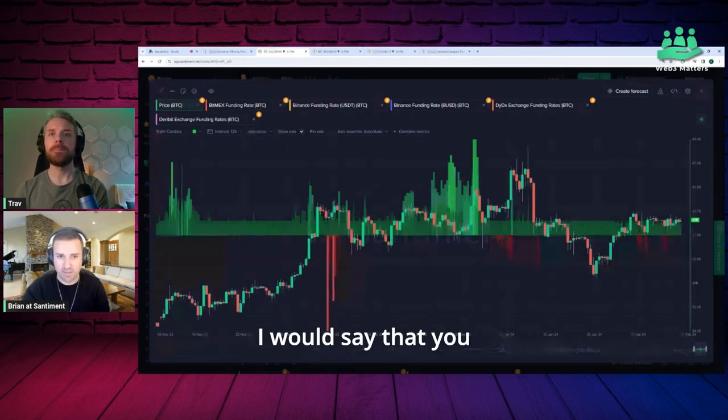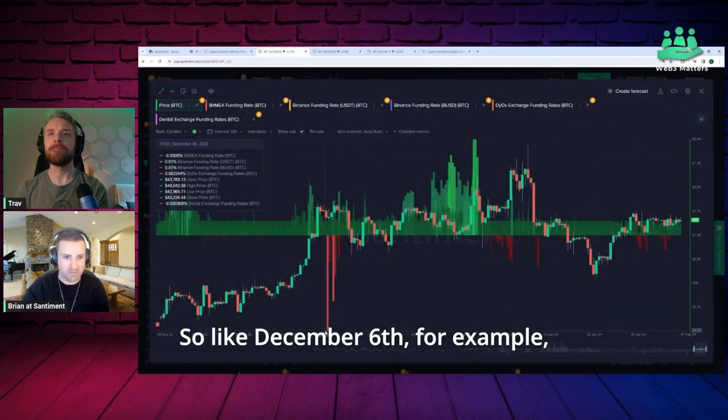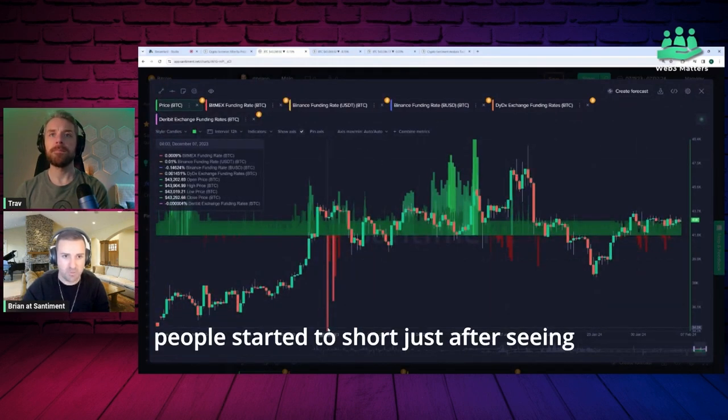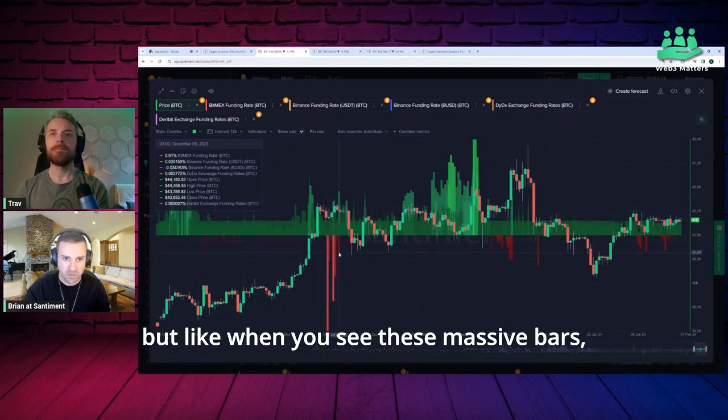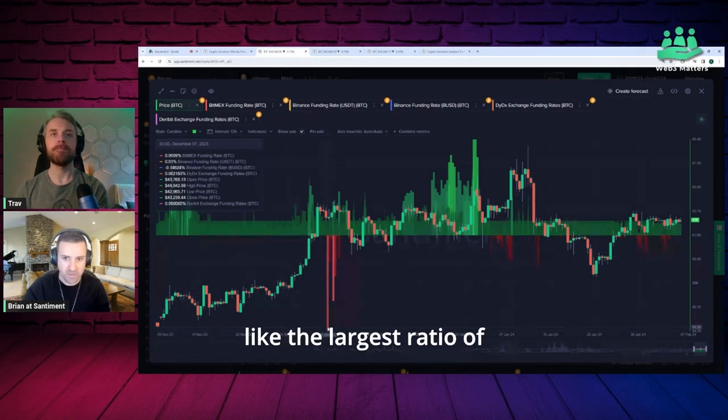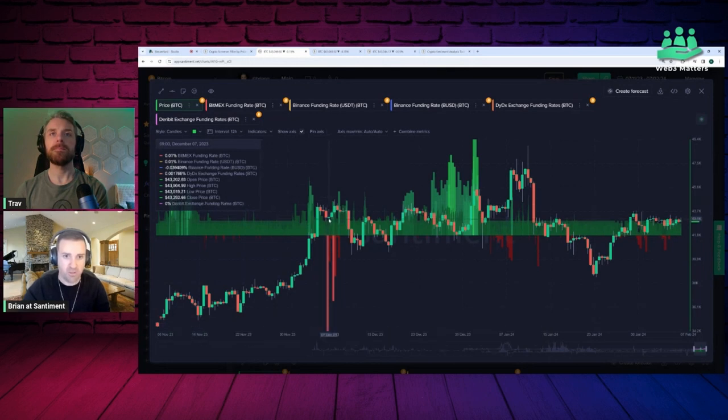I would say that you really want to pay attention to extreme situations. Like December 6th, for example, people started to short just after seeing this short-term dip here for about 24 hours. And then obviously prices did shoot back up. You did still see a little bit of shorting, but when you see these massive bars, like the largest ratio of shorts over the past 3 months, you would have profited pretty well if you bought into everyone else, assuming prices were about to collapse.